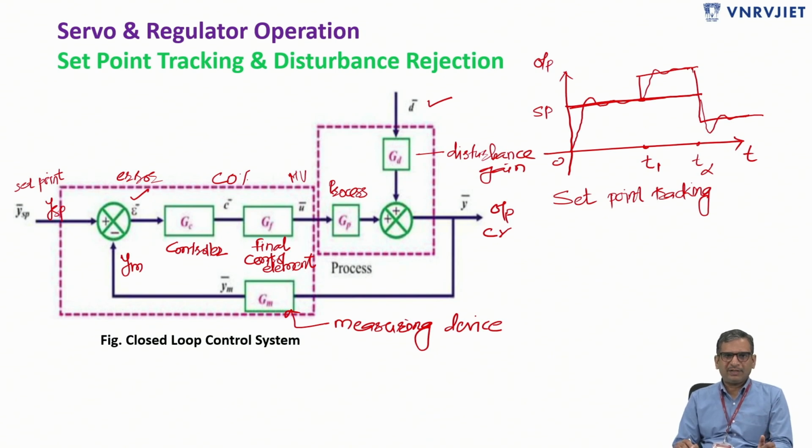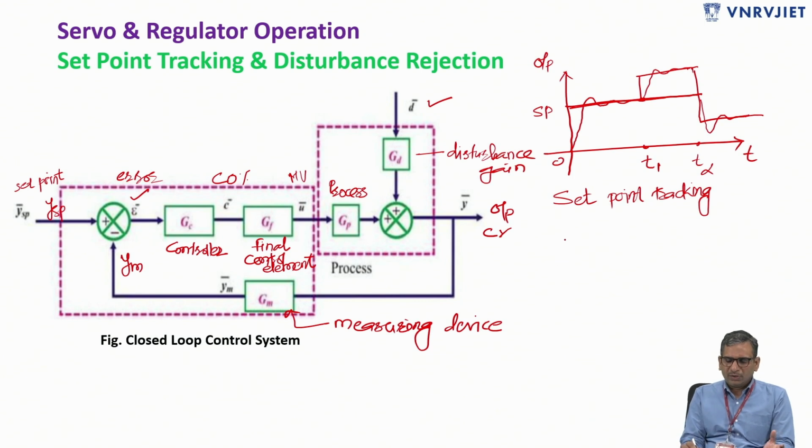Now coming to the second part, that is called disturbance rejection. So if you see this closed loop control system diagram, here we can find the process is also getting affected by another input, that is an undesired input called a disturbance variable.